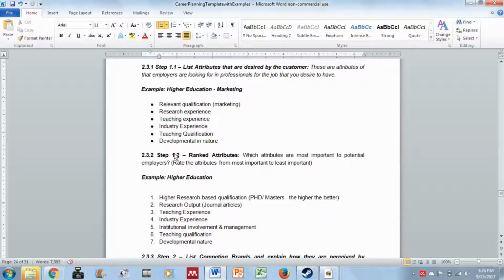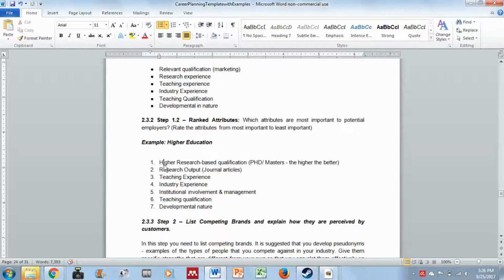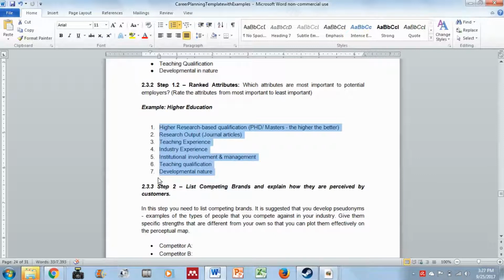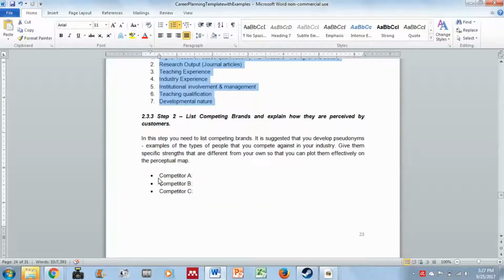Then you're going to rank the attributes, from what's most important to what's least important. So the most important thing in my industry is that I have a higher research-based qualification, like a PhD or master's. The higher the better. The next one is research outputs. If I can show that I've made journal articles, that's very good. Then teaching experience, then industry experience, then institutional involvement in management, then a teaching qualification, and then being developmental in nature.